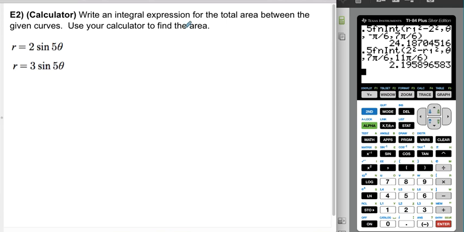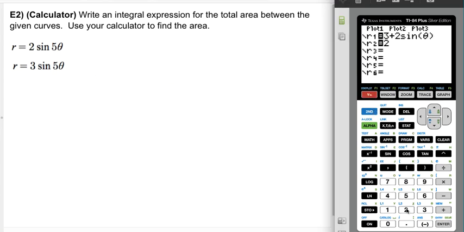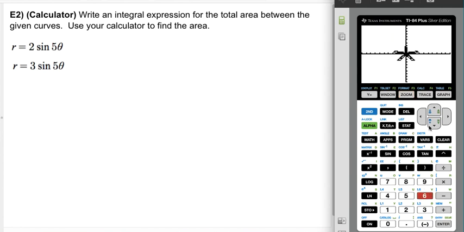Write an integral expression for the total area between the given curves. You can use your calculator to find the area. Okay, so it's okay to graph these. It's not a bad idea, especially because most of us are not great at graphing in polar. So when you're graphing them, it is definitely worth being in polar. What you're going to find, so 3 sine of 5 theta, if you graph these, and we'll zoom standard in a sec. So I'm going to zoom 6, so we'll zoom standard and polar. Now that's pretty tiny, so let's zoom in.